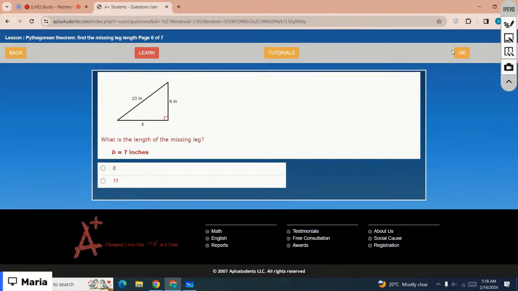What is the length of the missing leg? Which is the correct option? The length of the missing leg is... the correct option is 8, right? The correct option is 8.